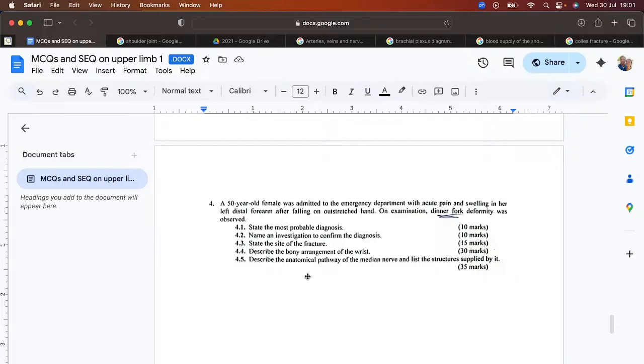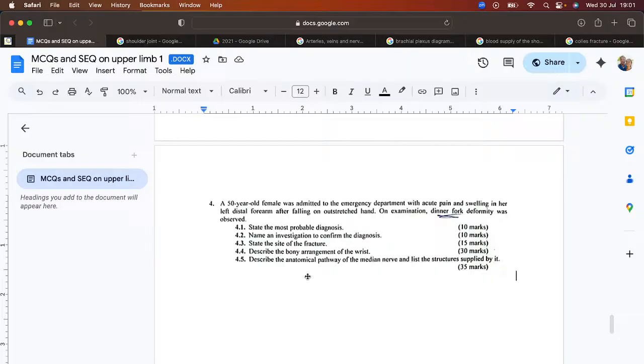Okay, so the question is asking, state the most probable diagnosis. So it's going to be a Colles fracture. Name an investigation to confirm the diagnosis. It's going to be an X-ray of the wrist. Okay, and state the site of the fracture. So we've seen it's going to be at the distal end of the radius.